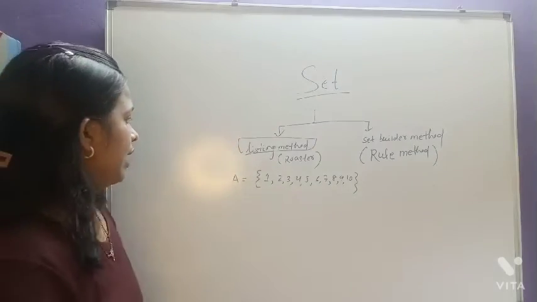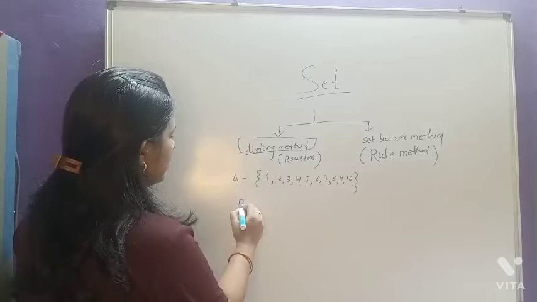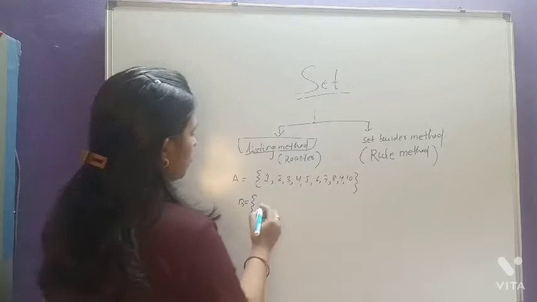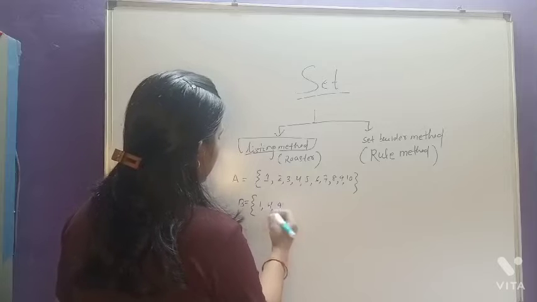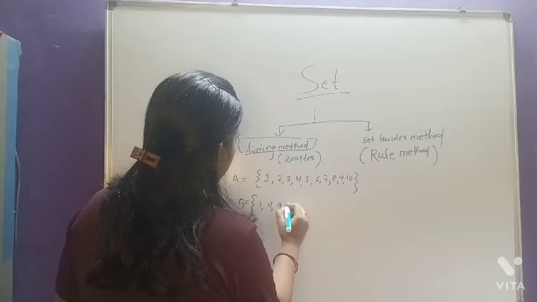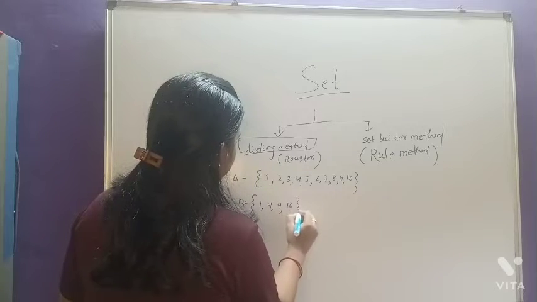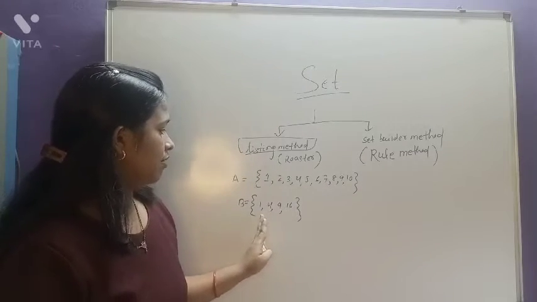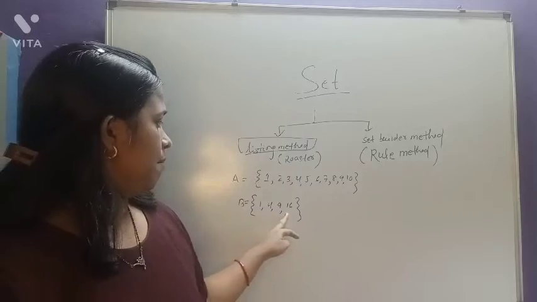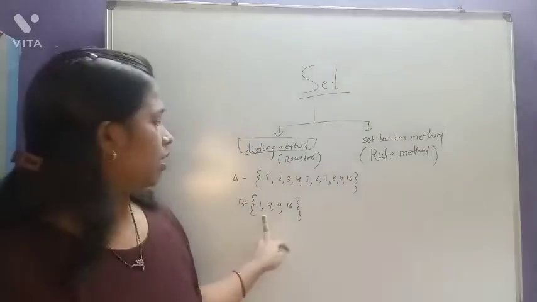You can take, suppose I am taking another set B. Suppose this is your 1, 4, 9, 16. So what are these? These are the squares of the first 4 natural numbers.